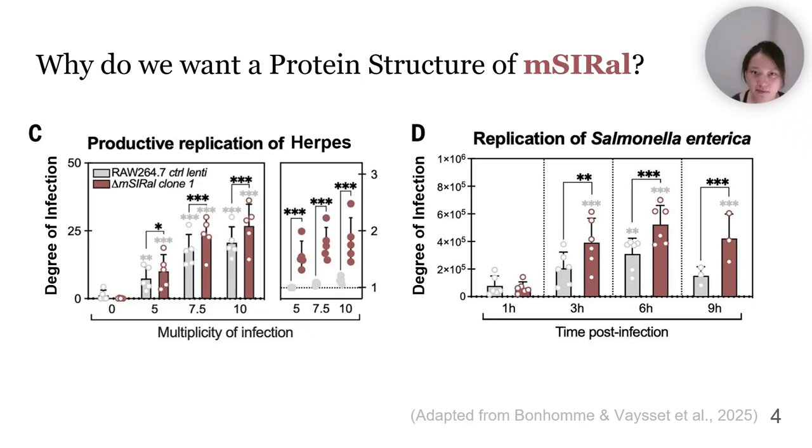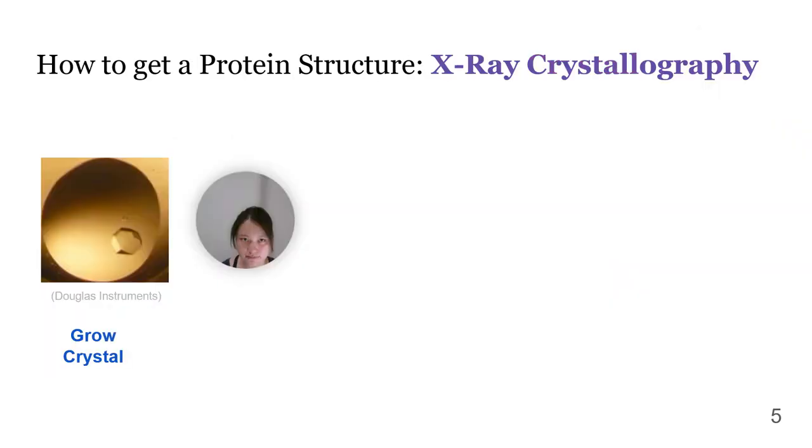This is highlighted in the presented graphs, where the gray bars represent normal cells and the red ones represent cells without mSIRal. As you can see, for both herpes and salmonella, the red bars are higher than the gray bars, indicating that without mSIRal, there is a greater degree of infection. Thus, discovery of the mSIRal protein structure poses to be an important first step in mSIRal-related medical research.